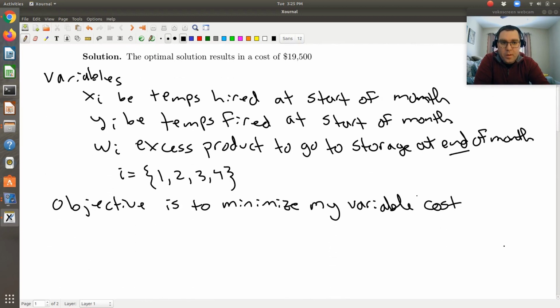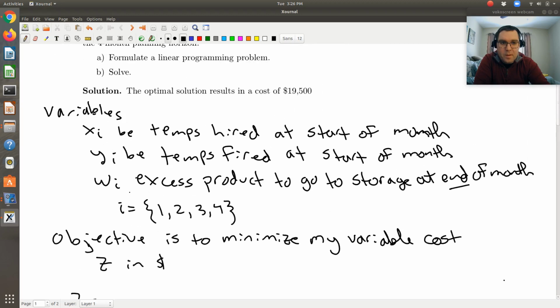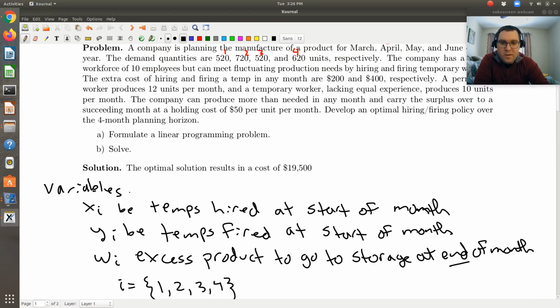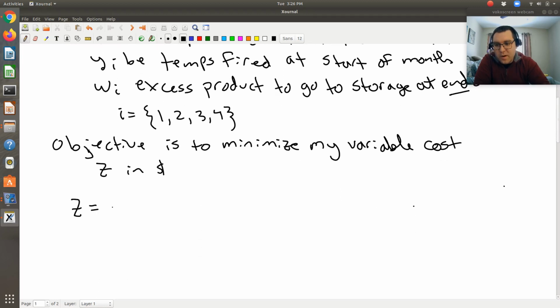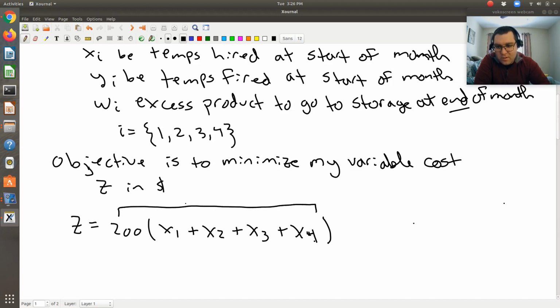And so if I were to write this out, we can come back and edit this if need be. Let me say the objective is to minimize my variable costs, and we'll say Z in dollars. First we'll look at the cost of hiring employees at the beginning of a month. The cost of hiring a temp is $200. So my cost of hiring temps is going to be 200 times the number of employees hired at the start of month 1, at the start of month 2, at the start of month 3, and at the start of month 4. We'll label this as cost of hiring.